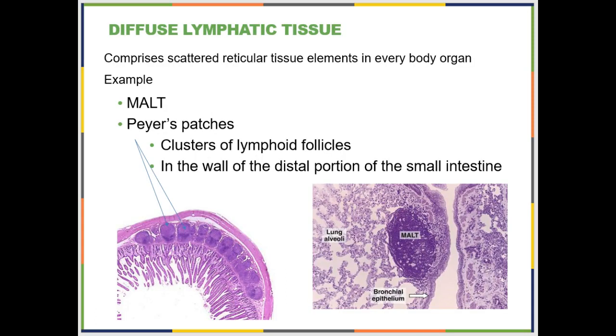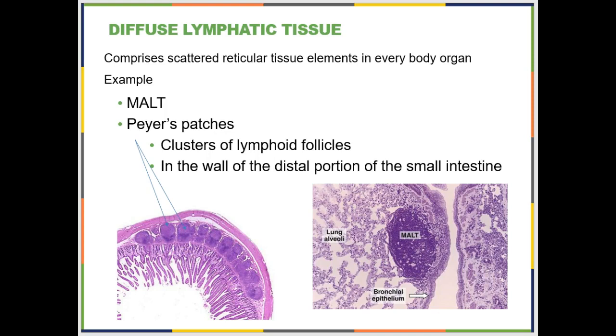Then diffuse lymphatic tissues you just want to be aware of. Again, MALT stands for mucosa-associated lymphatic tissue. So this is going to be respiratory tract, GI tract. I don't know if there's any in your urogenital tract because it's not nearly as likely to have microbes in it as your respiratory and digestive tract.